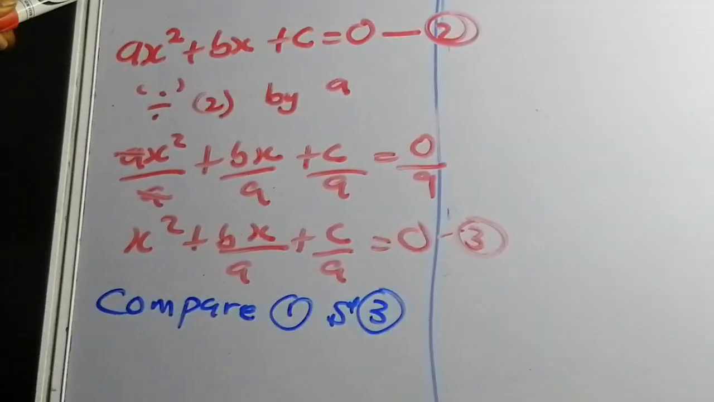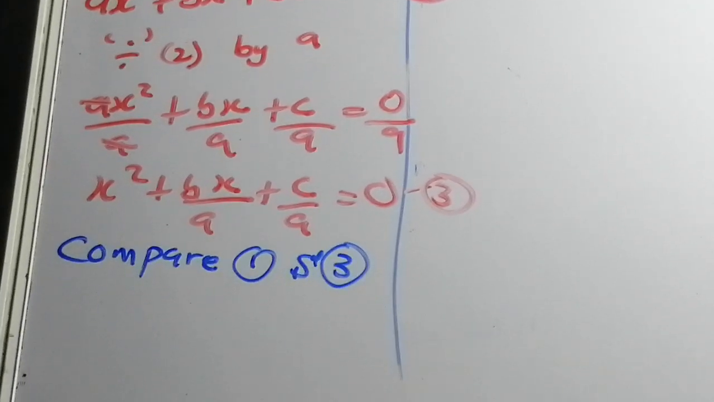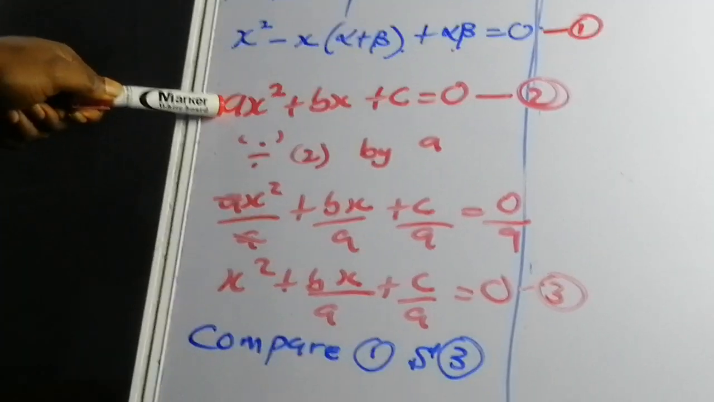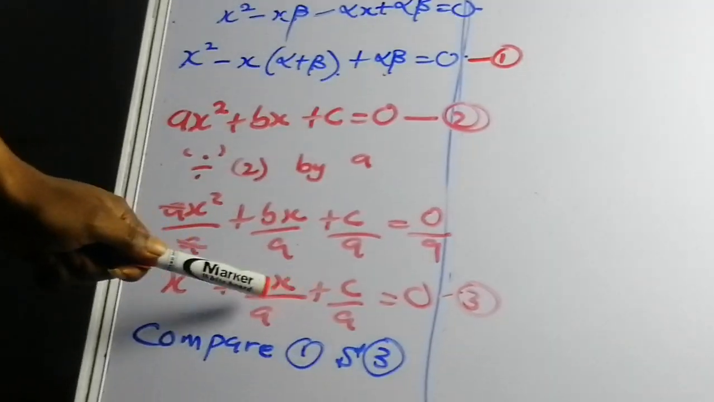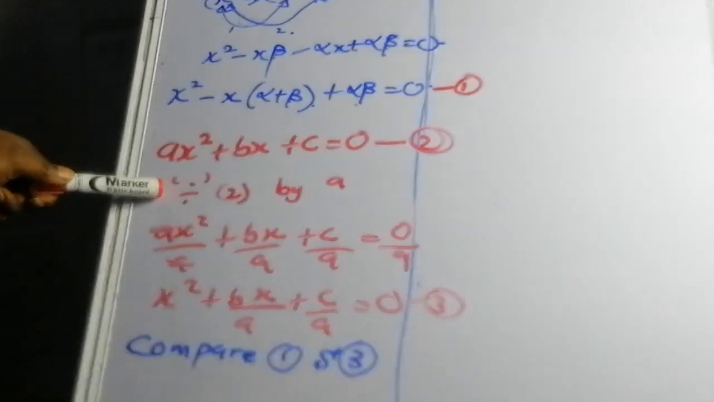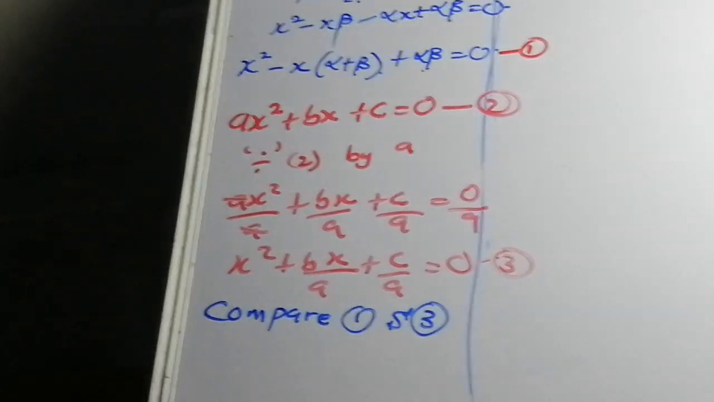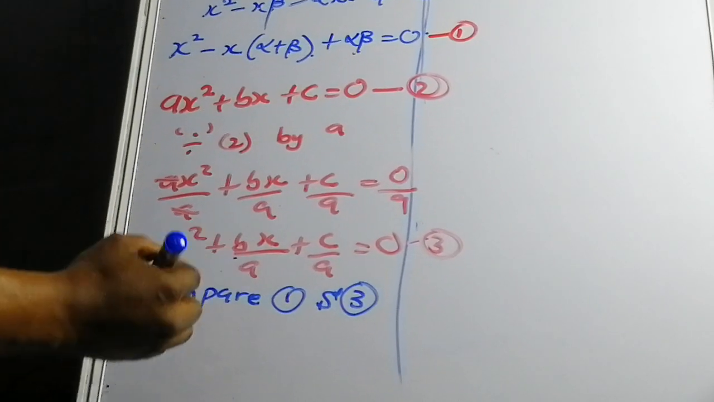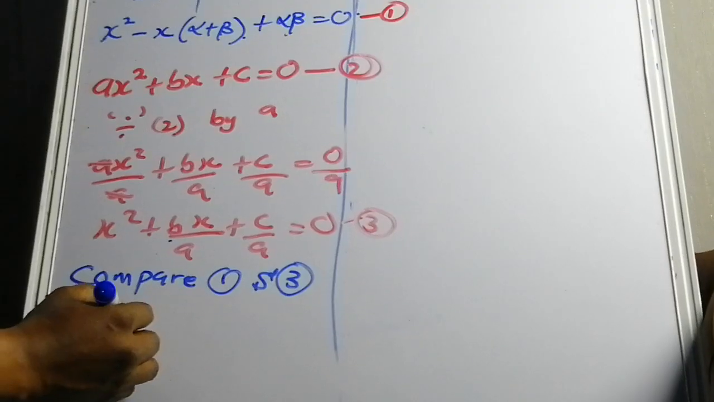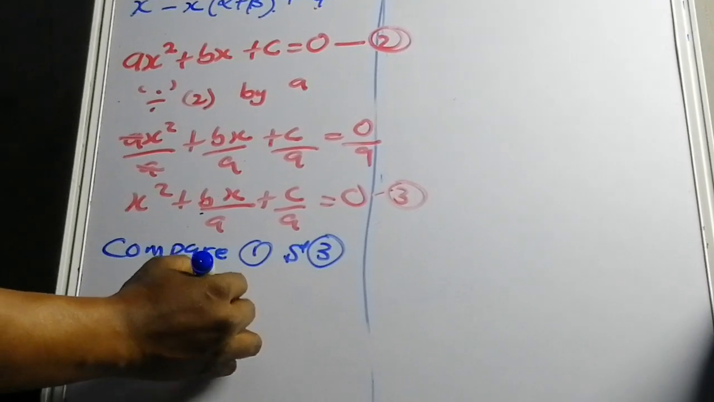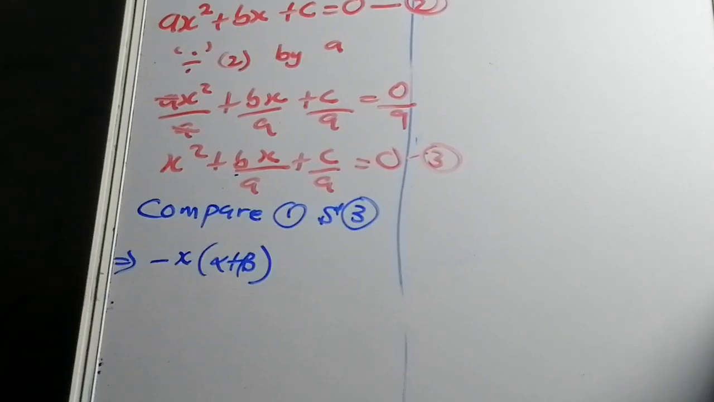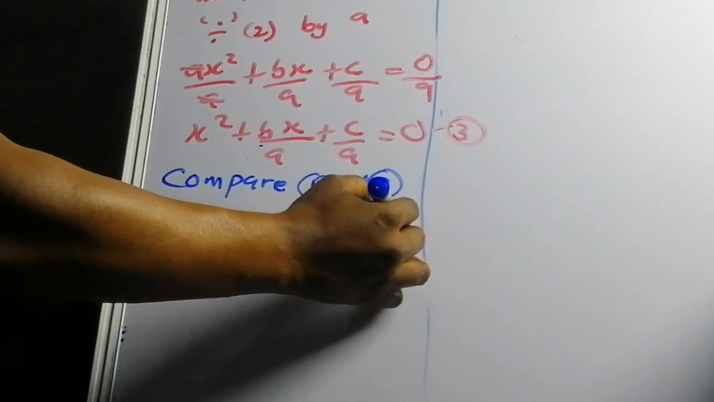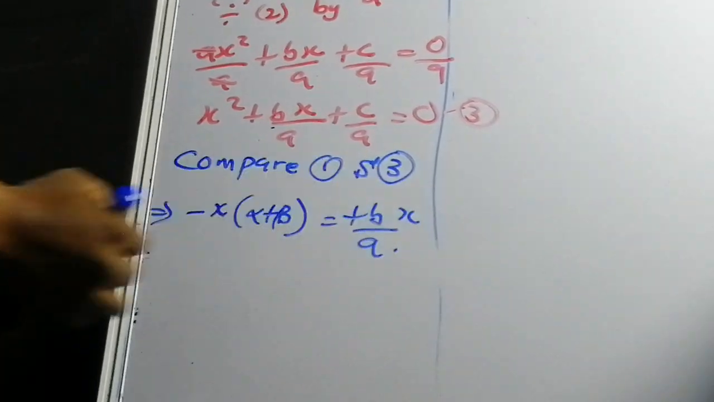We are comparing 1 and 3 because look at it, they both have no value here, no value here. So the a in 2 has been removed. We divide through by a. Based on this, we divide through by a. So when we compare both of them, it means that here, if you look at it, minus x alpha plus beta is the same thing as what? Plus bx over what? A.